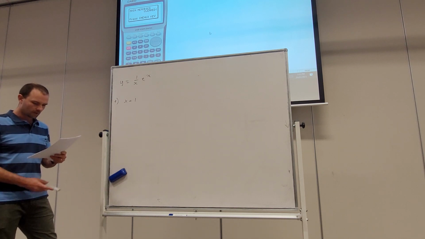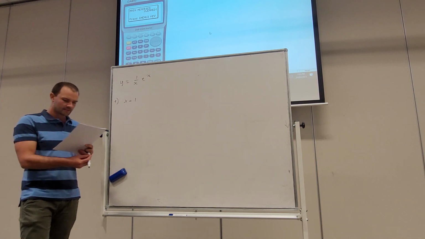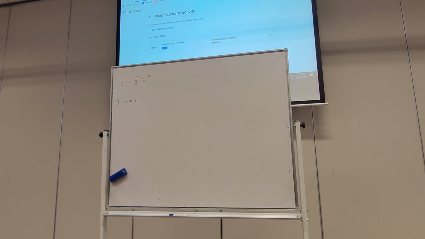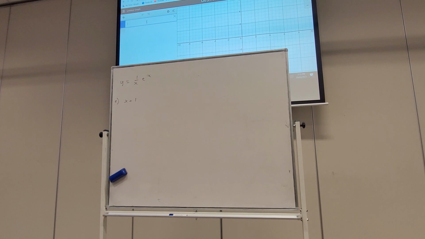Okay, part B. On the axes above, sketch the graph of 1 on x squared e to the x. So here we're going to use our calculator. I'm going to sketch both, and the reason I'm going to sketch both is so I can see them in relation to one another. E to the power of x. I'm going to use decimals. So 1 on x, e to the x.